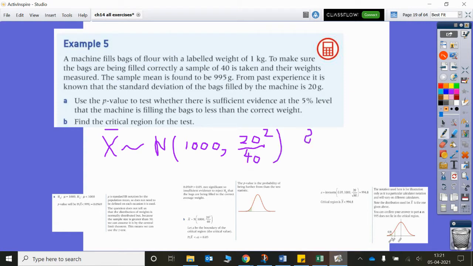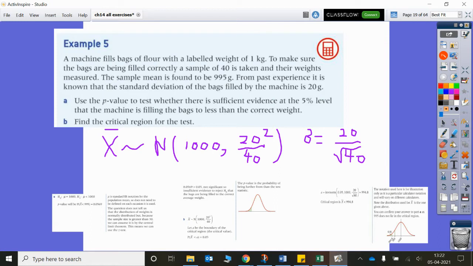Now that means, of course, that the standard deviation we're going to be using here is actually 20 over the square root of 40. That's just the central limit theorem, and we can use it because the sample size is 30 or more. For part A, it's saying use the p-value test to see whether or not there's significant evidence.